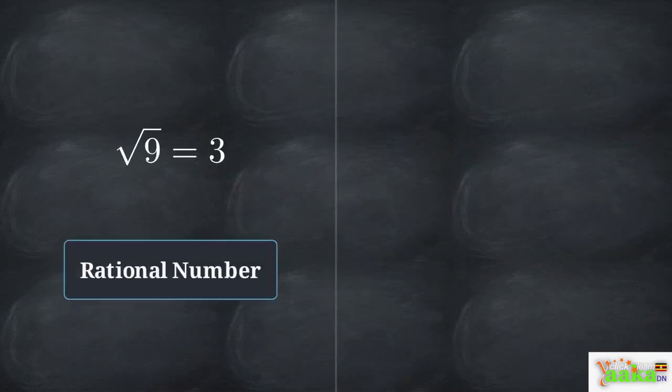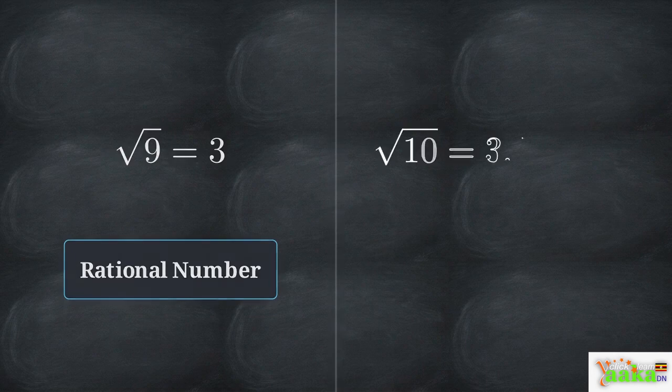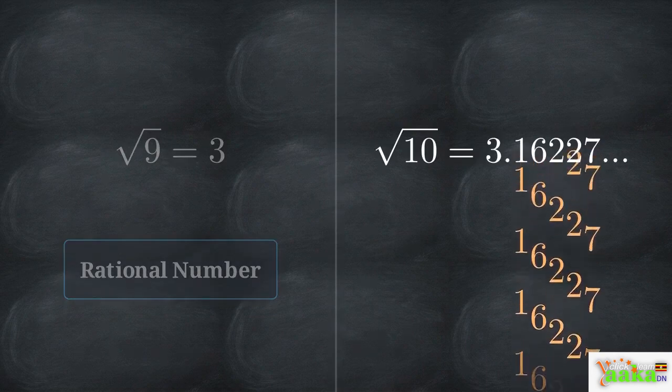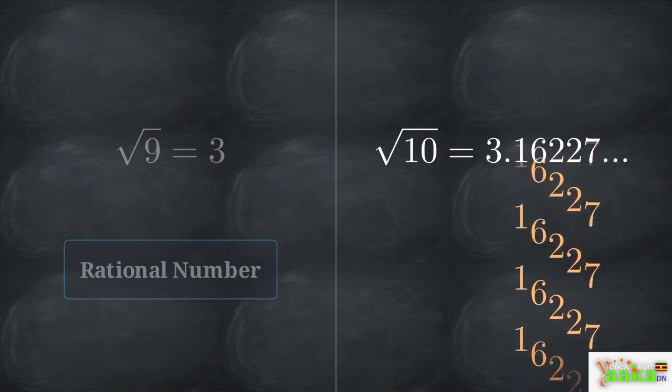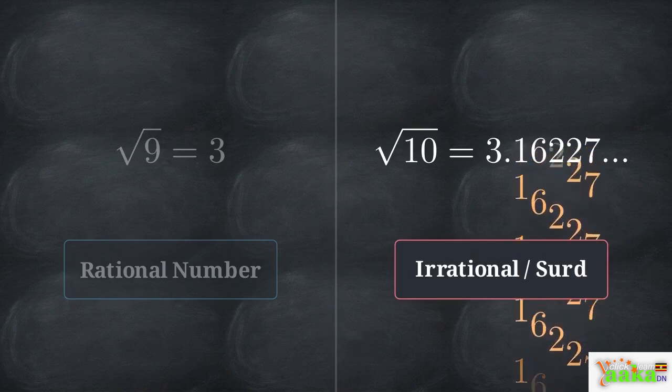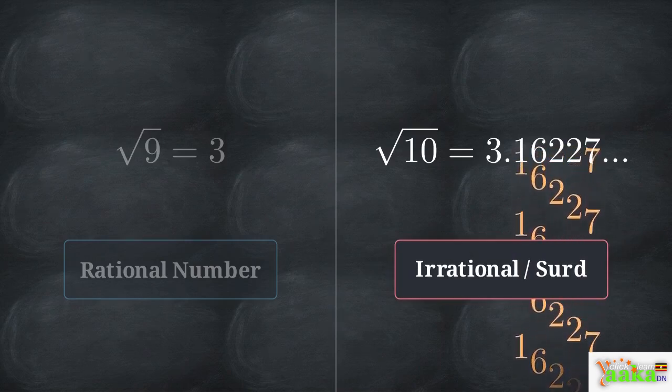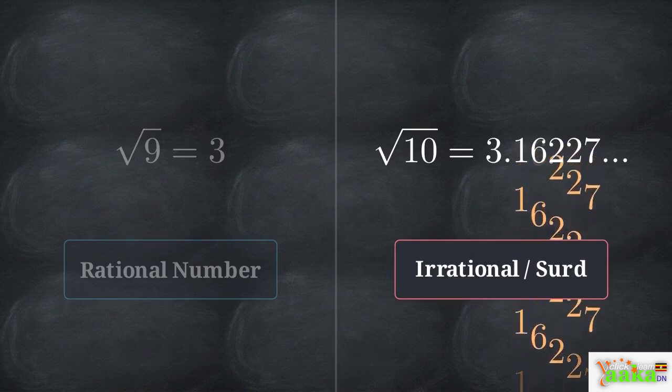This split-screen comparison shows an important distinction. Not all square roots are surds. On the left, the square root of 9 is exactly 3. That is a clean rational number. But on the right, the square root of 10 creates an unending decimal. It is an irrational number, and therefore it remains a surd.